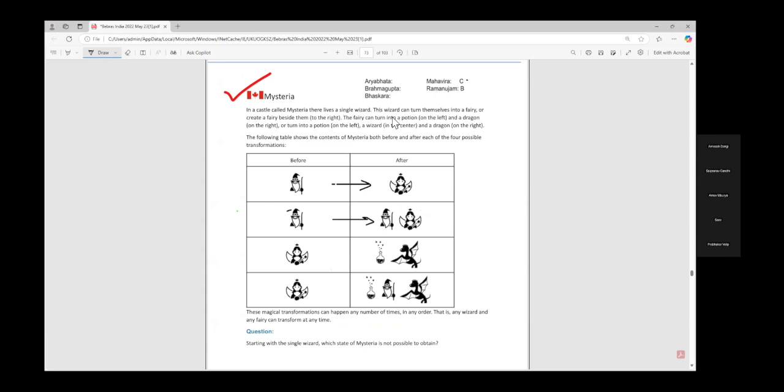The fairy can turn into a potion on the left and a dragon on the right. Or the fairy can also turn into a potion on the left, a wizard in the middle, and a dragon on the right, or a wizard in the center and a dragon on the right, as shown by the following table of the contents of Mysteria. So these are the only four transformations that are there. You can't go backwards, you can only go forwards.